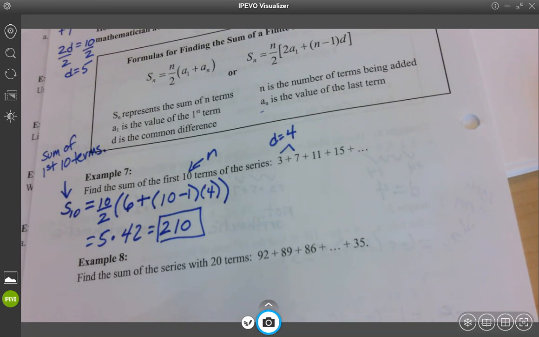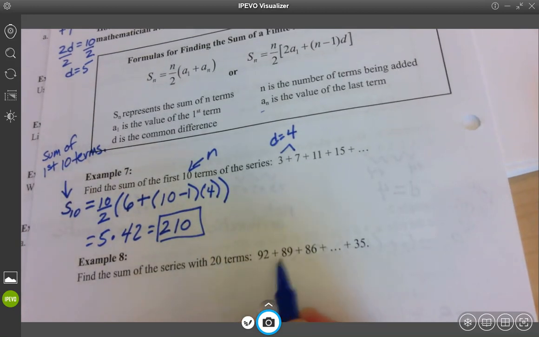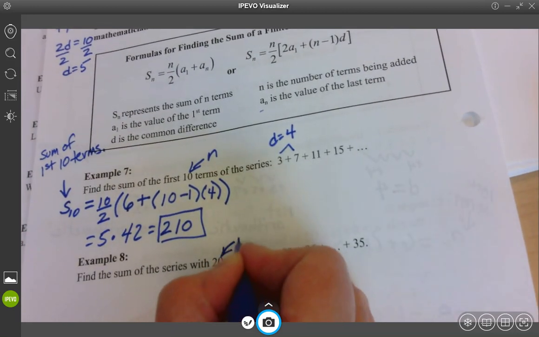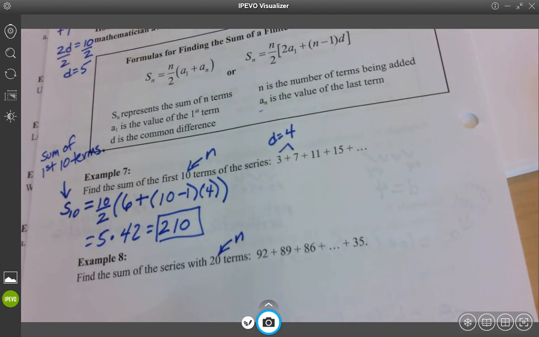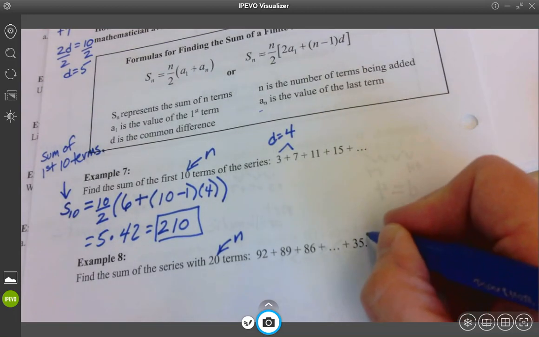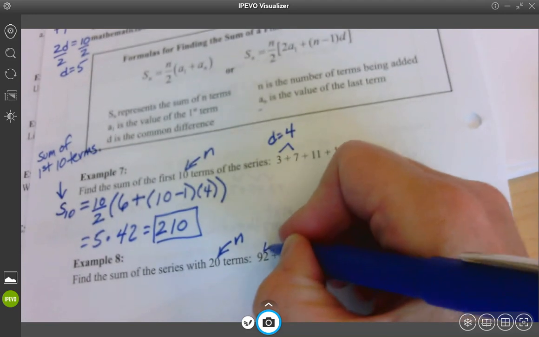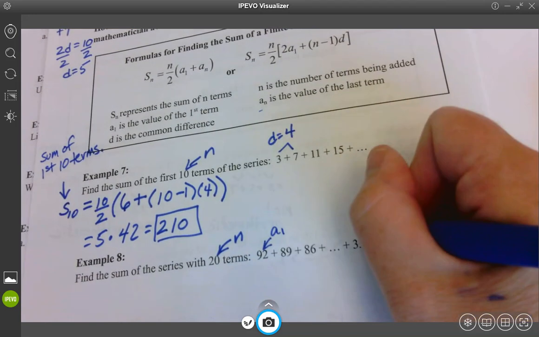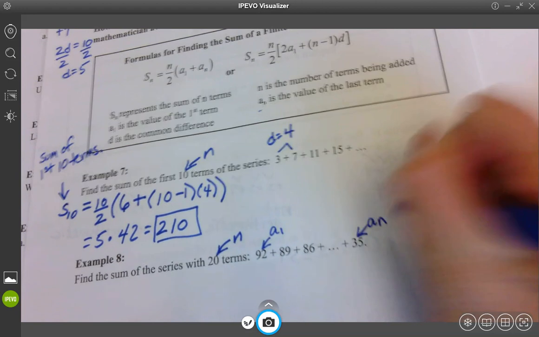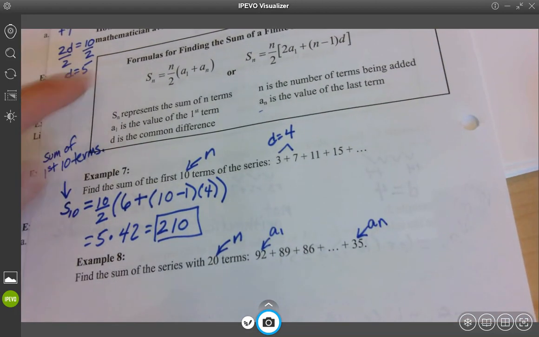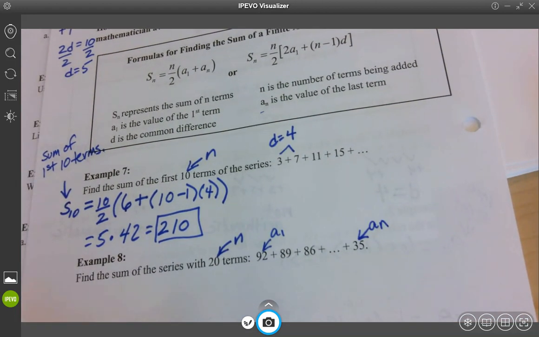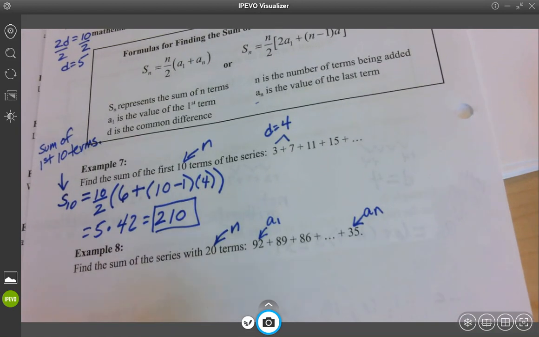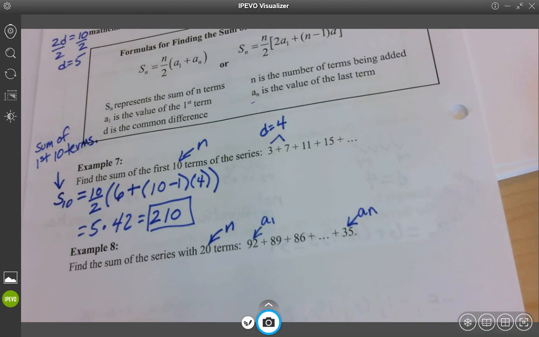Okay. All right, I want you to find the sum of the series with 20 terms. That's your n. Do we know the last term this time? Yeah, so since we know the last term, we can use the first formula. So that's your A sub 1, and that's your A sub n. Okay? So I want you to use your first formula to find the sum in example 8. And then if you are feeling like you're ready to try this word problem, do that too.